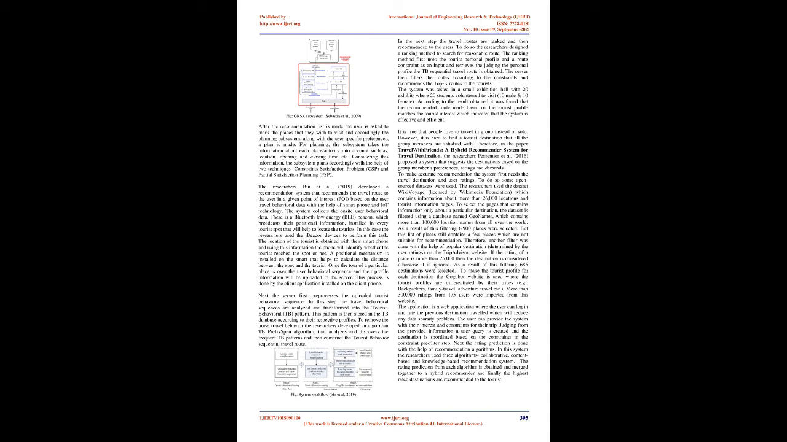In the next step, the travel routes are ranked and then recommended to the users. To do so, the researchers designed a ranking method to search for a reasonable route. The ranking method first uses the tourist personal profile and a route constraint as an input and retrieves the judging; from the personal profile the TB sequential travel route is obtained. The server then filters the routes according to the constraints and recommends the top K routes to the tourists.